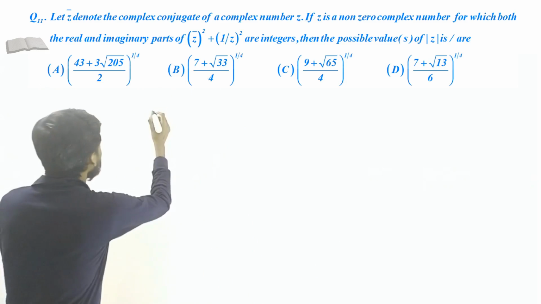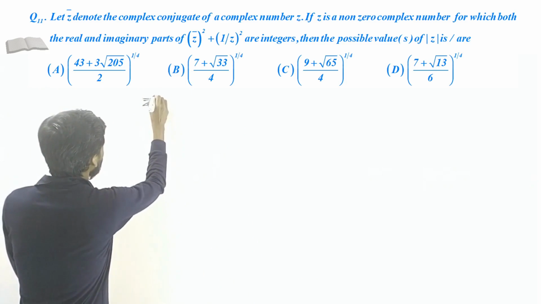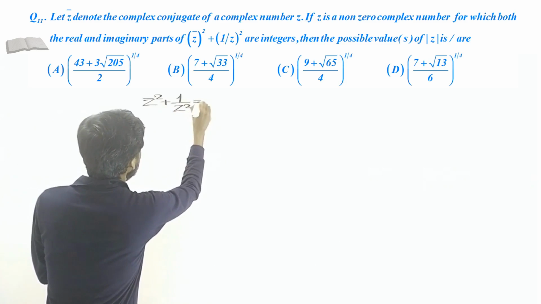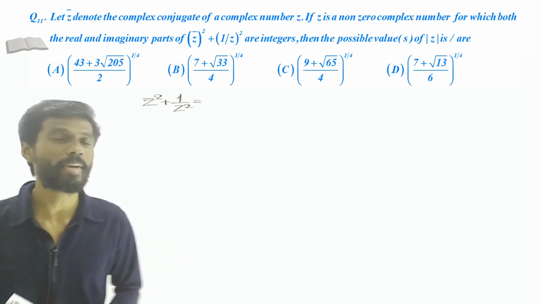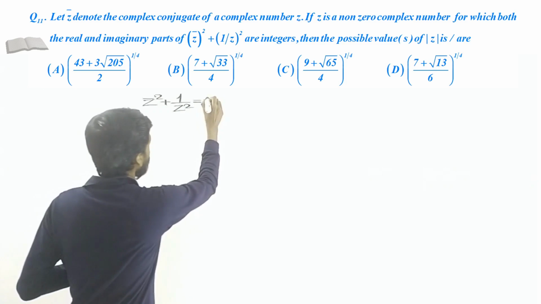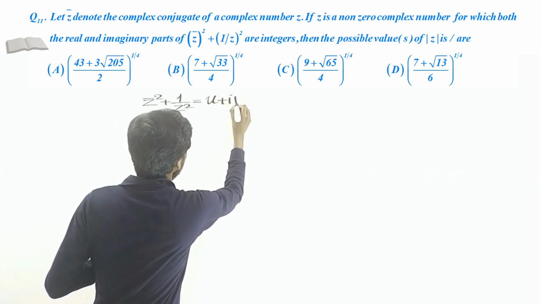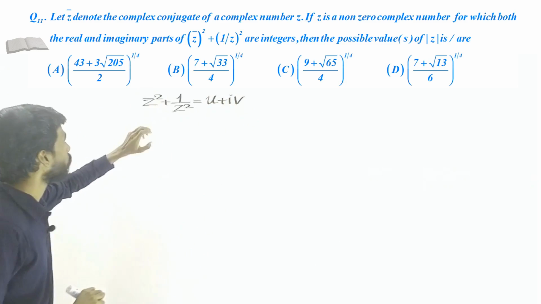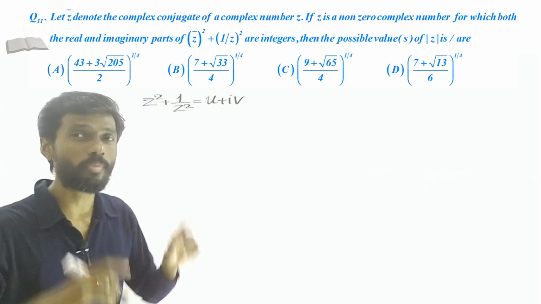Yes, see, this is given that z bar square, okay, so the conjugate of z square, and 1 by z square, so the real part and imaginary part of this number is an integer, okay. That means suppose you take this as some u plus iv, both u and v are integers, okay. Yes, now using that we have to find the possible values of modulus of z, right.